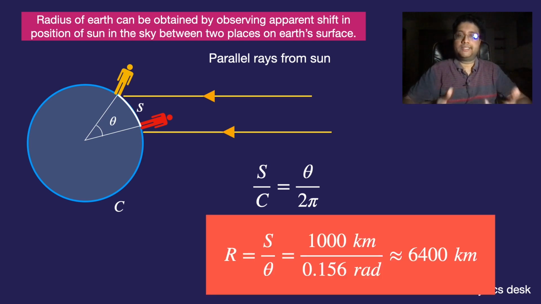Assume the distance between the two locations is 1000 kilometers, and the angular shift of the Sun observed is usually of the order of 0.156 in radians. Dividing 1000 by 0.156, you get the radius of the Earth as approximately 6400 kilometers.